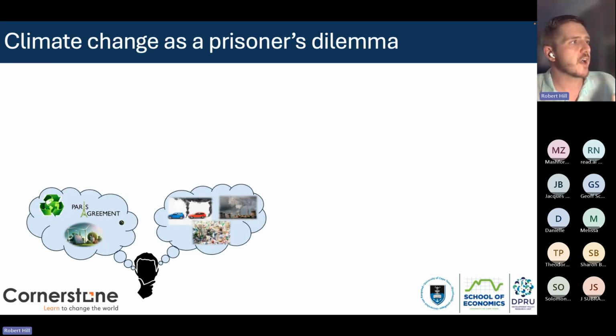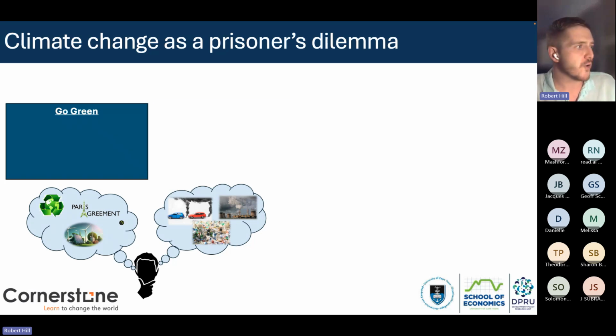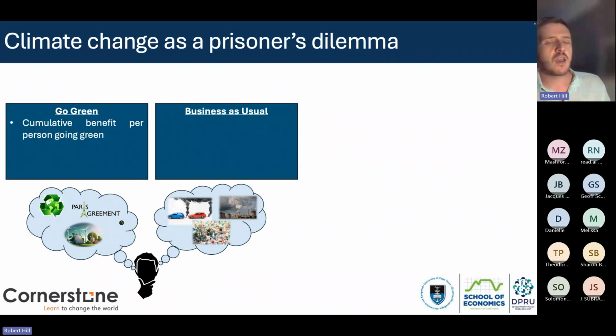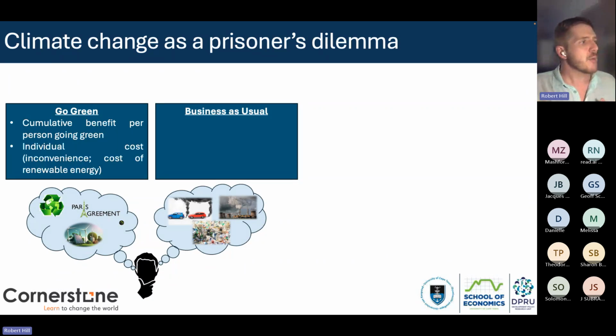And it also helps us understand our climate change game. Because maybe if we have the options to go green or to stay business as usual, we can think about going green as having some cumulative benefit per person that goes green. So maybe there's a benefit of 5 per person that goes green, but there's an individual cost associated with it. So there's some inconvenience of going green. You have to learn how to ride your bike again. You have to get fit again. You have to try and charge your car around load shedding schedules. The cost of installing solar panels, all of that kind of thing will impact you.